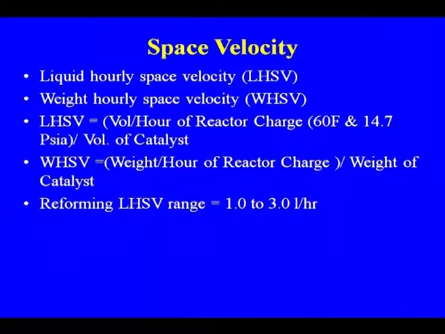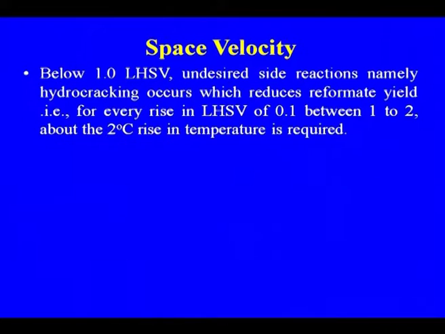Reforming LHSV should be in the range of 1.2 to 3.0. Below 1.0 LHSV, undesired side reactions, namely hydrocracking, occur, which reduces the reformate yield. For every 0.1 rise in the LHSV between 1 to 2, about a 2 degree centigrade rise in the temperature is required.